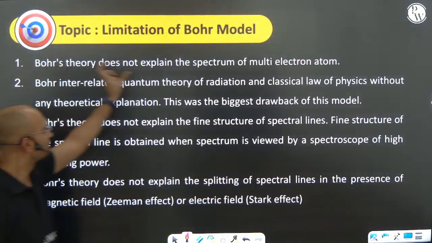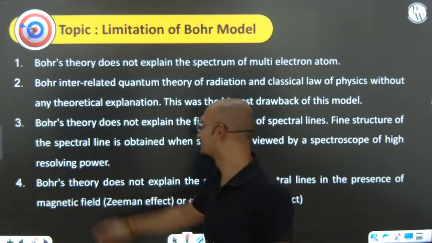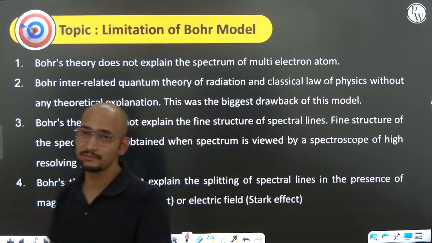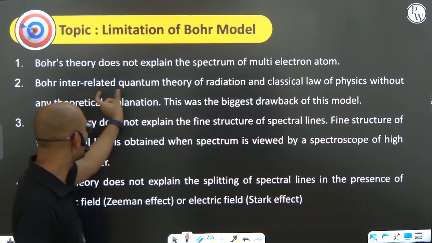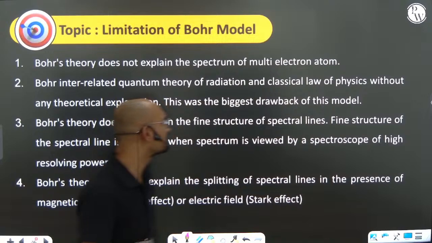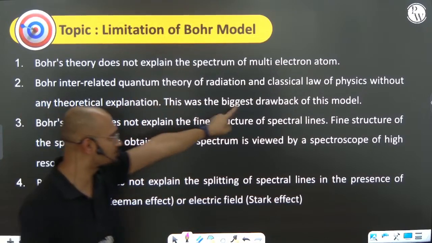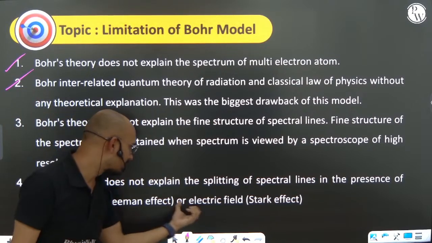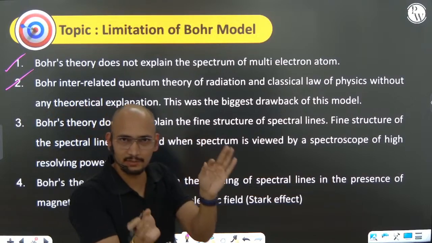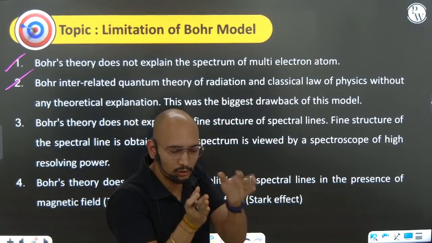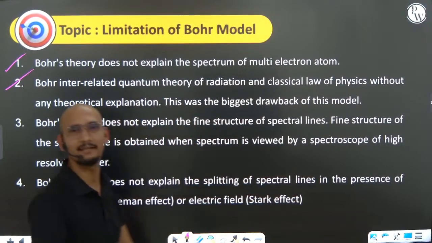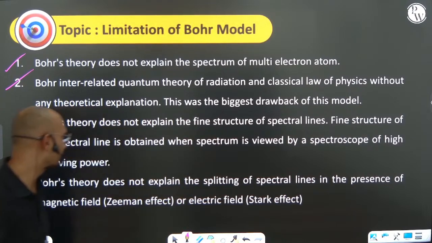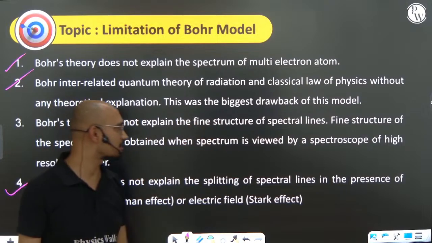Next, limitations of Bohr's model. What were the limitations of the Bohr model? Bohr's theory does not explain the spectrum of multi-electron atoms. Of course, we have studied that it only deals with a single electron. Bohr's theory intermixed quantum theory of radiation and classical laws of physics without any theoretical explanation. This was the biggest drawback of this model, right? It also could not explain the Zeeman and Stark effects, because not only were solid lines seen, but on magnifying, we saw that many fine lines were also there. So what do those fine lines signify? He could not explain it, right? So this was the Zeeman and Stark effect. Bohr's theory does not explain the fine structure of the spectral lines.